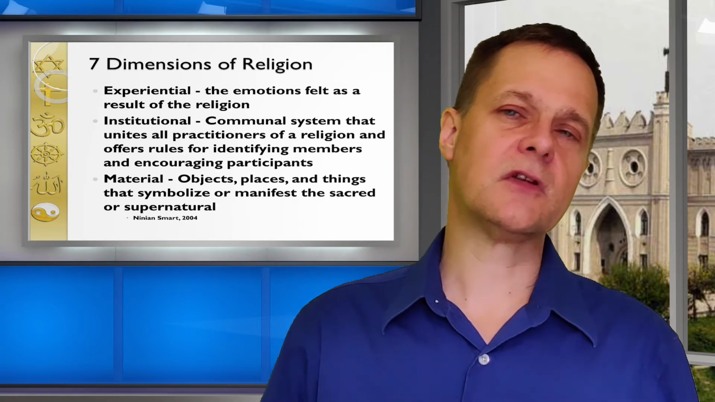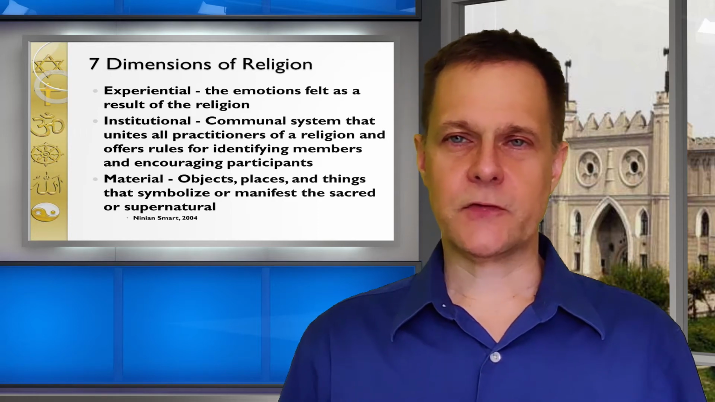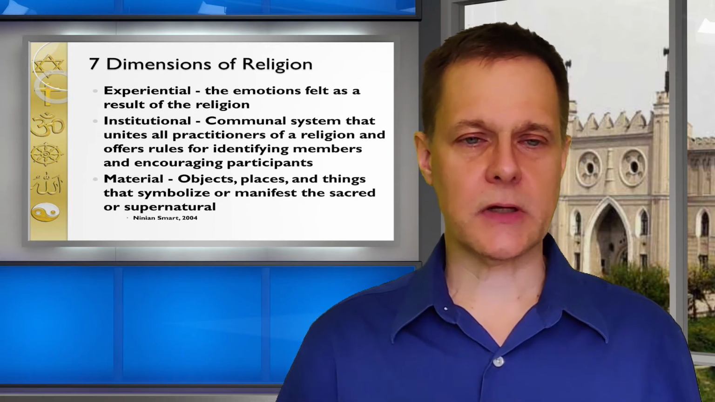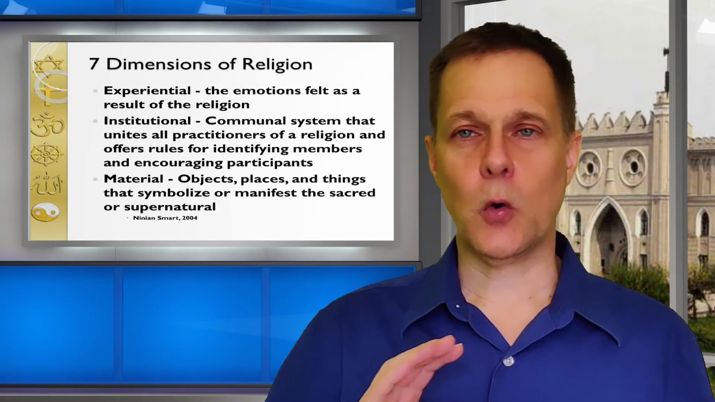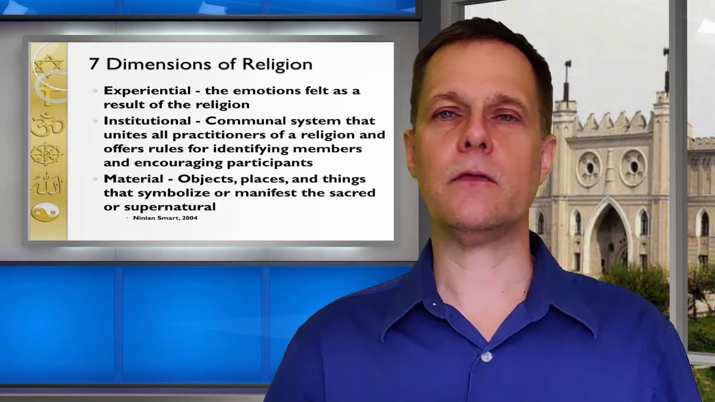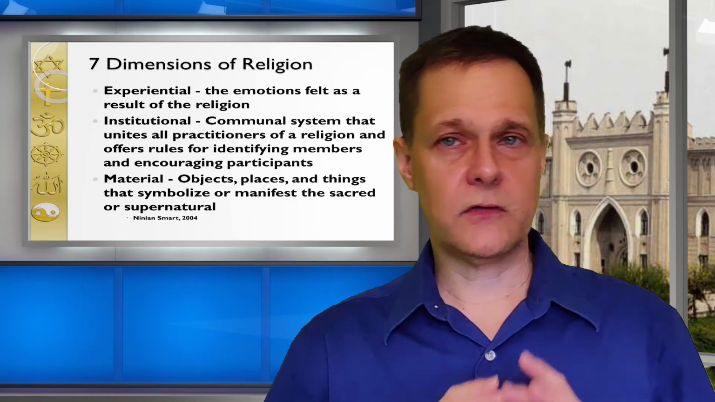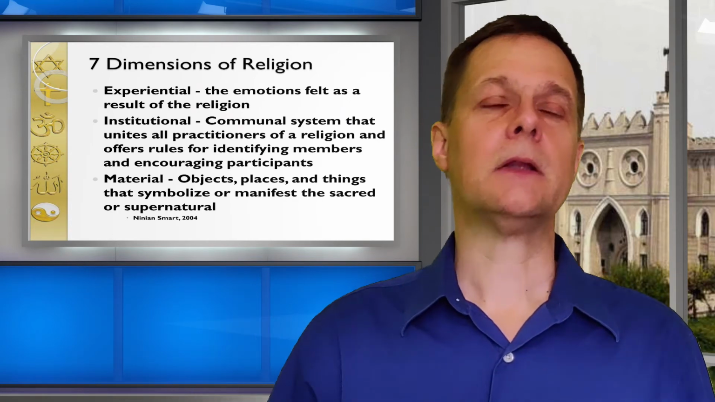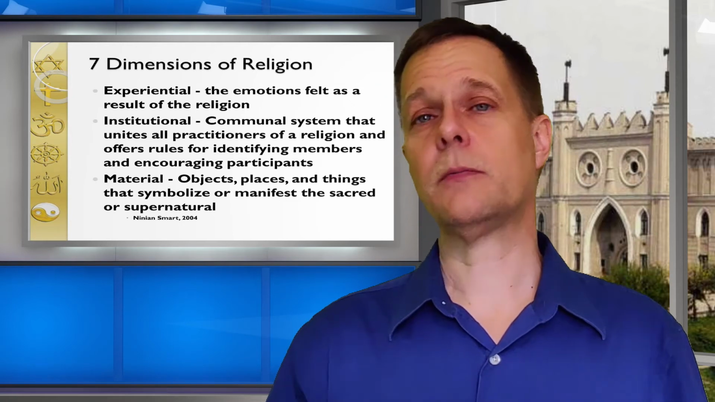Then there's the institutional dimension of religion. It's this communal system that unites everybody in a particular religion, and it gives them rules for identifying who's a member and who's not, or encouraging people to be part of that particular religion. And these institutional components, many times as well, have a strong basis in tradition. Sometimes they'll be quantified in some way, they'll be written down, like, for instance, with a statement of faith, or again with the catechism. Sometimes they won't be, however.